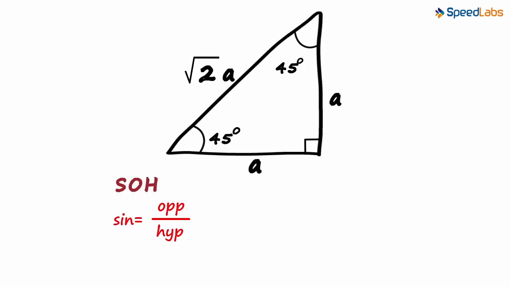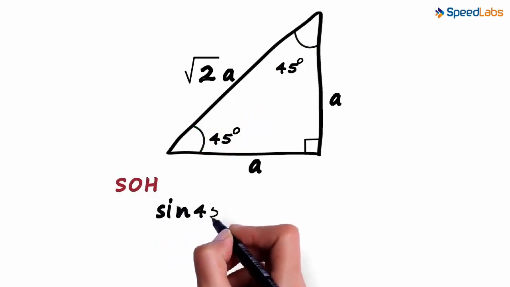This time, since we are finding the function values for 45 degrees, any one of these 2 angles can be our reference angle. It won't matter because we will get the same result for both. As we are used to the reference angle being here, let's take this 45 degrees angle as our reference angle. Let's find sine 45 degrees first.